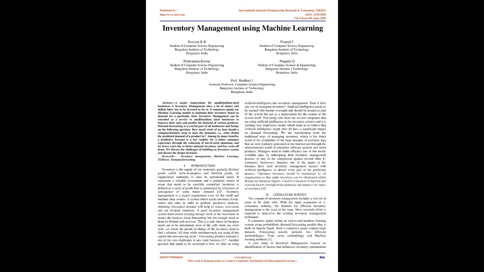A system which tracks inventory levels, orders, and sales in order to perform predictive analysis, obtaining forecasted demand, will help to reduce overstock and out-of-stock situations. A good inventory management system must ensure keeping enough stock in the warehouse to ensure the business keeps functioning, but not enough stock to drain its limited cash reserves.